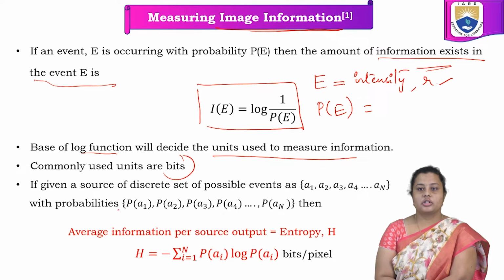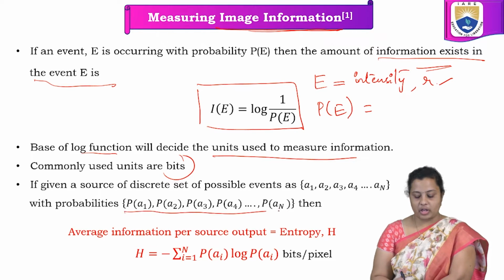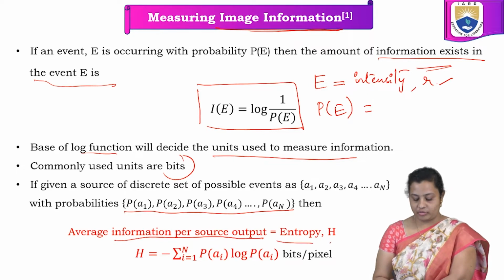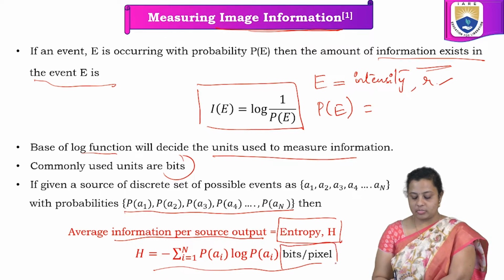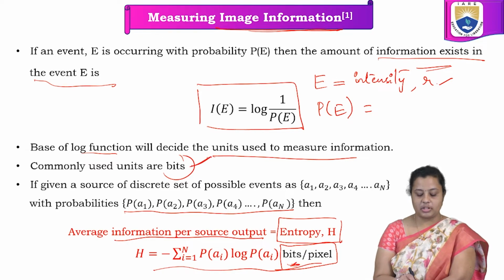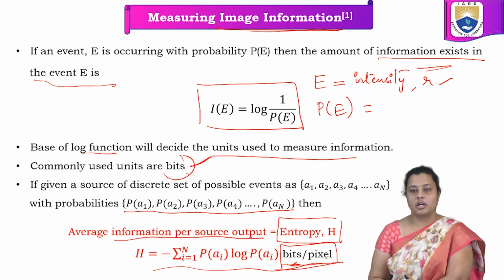We said that if a source has a discrete set of possible events with probabilities P of a and so on, then the average information per source output, which we also refer to as entropy, is given by this formula. Here we are using the units bits per pixel. We are assuming that information is conveyed in bits as the units, so the entropy is given in bits per pixel. So we have to study the different image compression models.